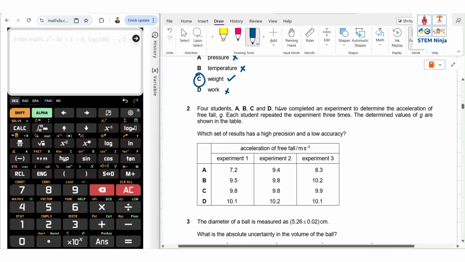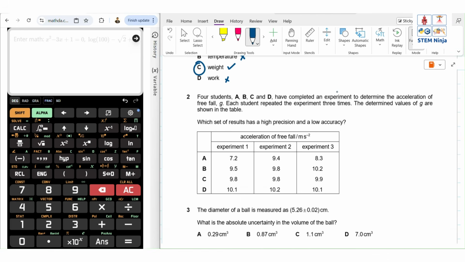Okay. Four students A, B, C, and D have completed their experiment to determine the acceleration of free fall g. Each student repeated the experiment 3 times. Determined values of g are shown in the table. Which set of results has a high precision and a low accuracy? So precision means values or measurements are close to each other. Whether they are accurate or not, that's not the point.